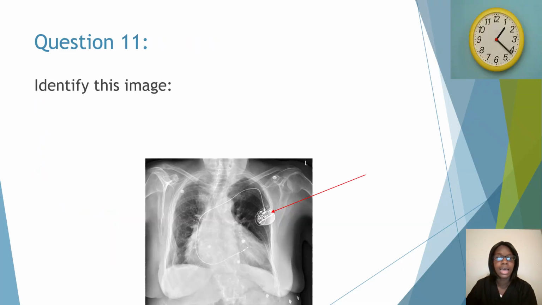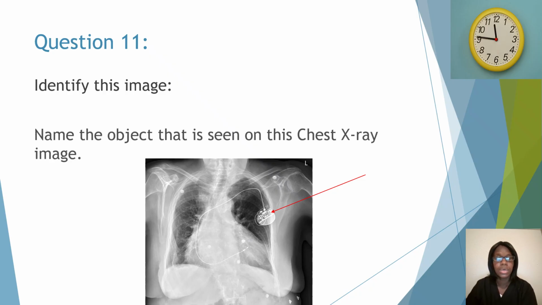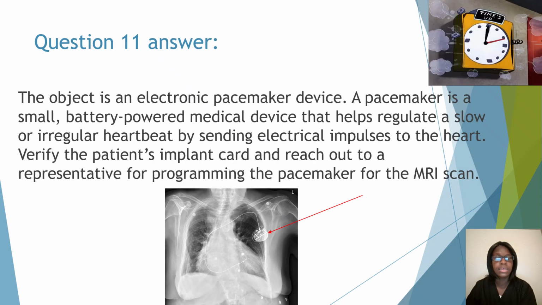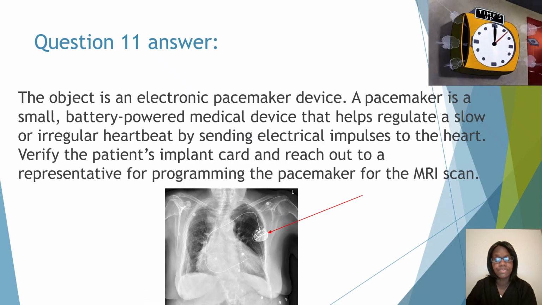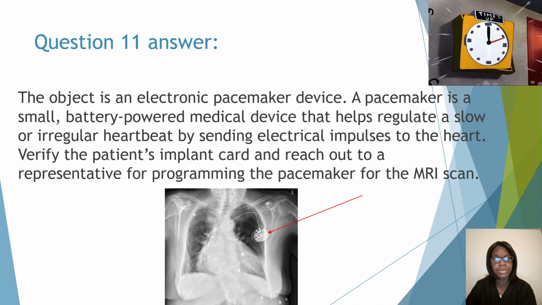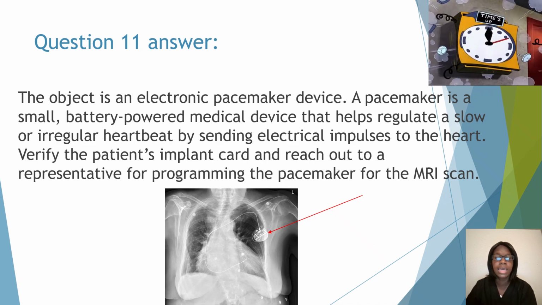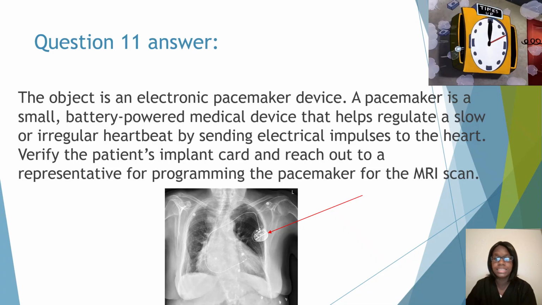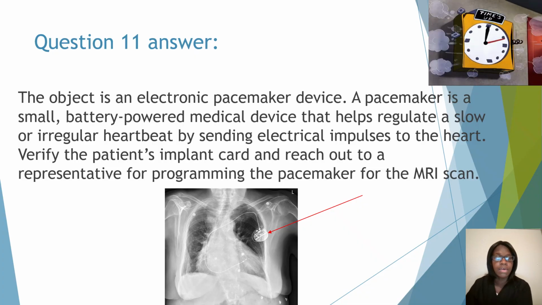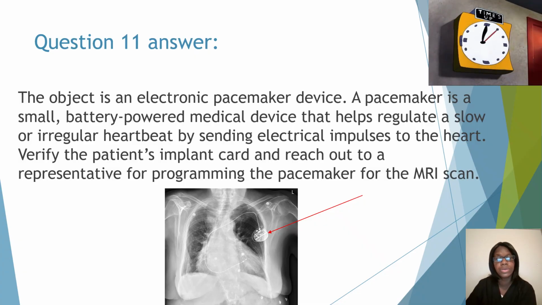Question 11. Identify this image. Name the object that is seen on this chest x-ray image. So what is the red arrow pointing to? Okay, the object is an electronic pacemaker device. A pacemaker is a small battery-powered medical device that helps regulate a slow or irregular heartbeat by sending electrical impulses to the heart. Verify the patient's implant card and reach out to a representative for programming the pacemaker for the MRI scan.